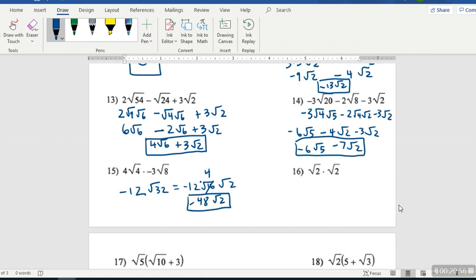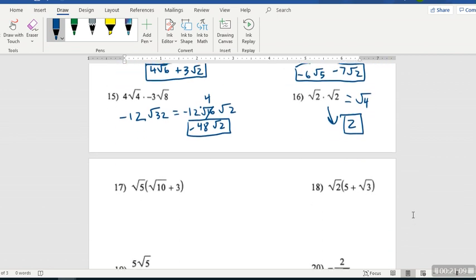All right, root 2 times root 2. Yes, we know that's root 4, but I really want you to skip that step and just go right to 2. Anytime you multiply a radical by itself, it will just equal the number underneath.